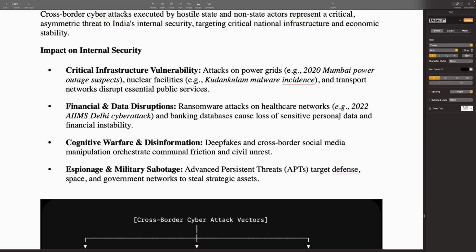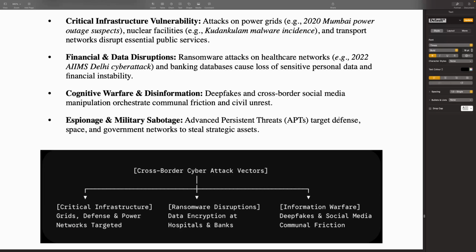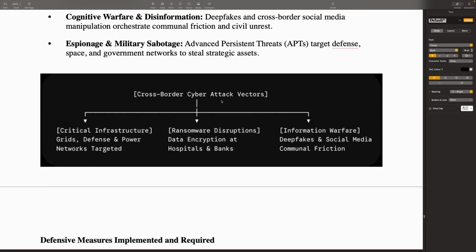Cognitive warfare and disinformation: deepfakes and cross-border social media manipulation orchestrate communal friction and civil unrest. Espionage and military sabotage: advanced persistent threats target defense space and government networks to steal strategic assets. So, cross-border cyber attack vectors: critical infrastructure, ransomware disruption, information warfare.